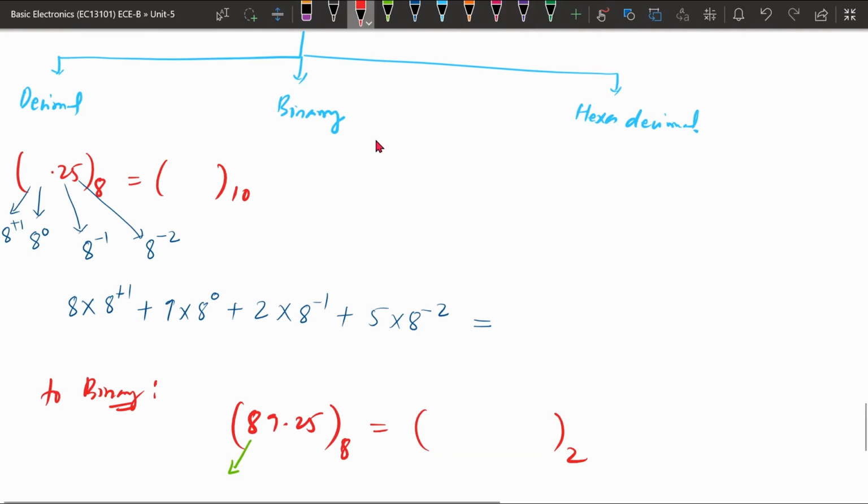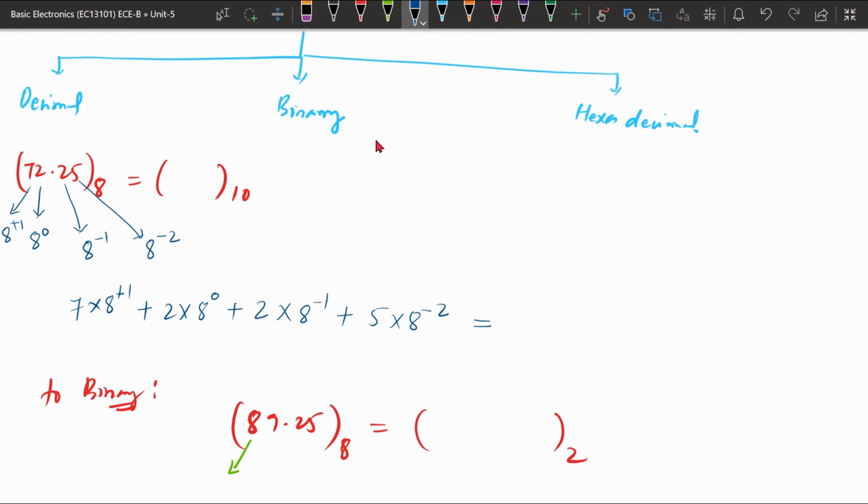So it should be, suppose 72 is there, that is a valid octal number. We need to make it 7 multiplied by 8 to the power plus 1, plus 2 multiplied by 8 to the power 0. Okay, so this will be our equivalent octal to decimal conversion.